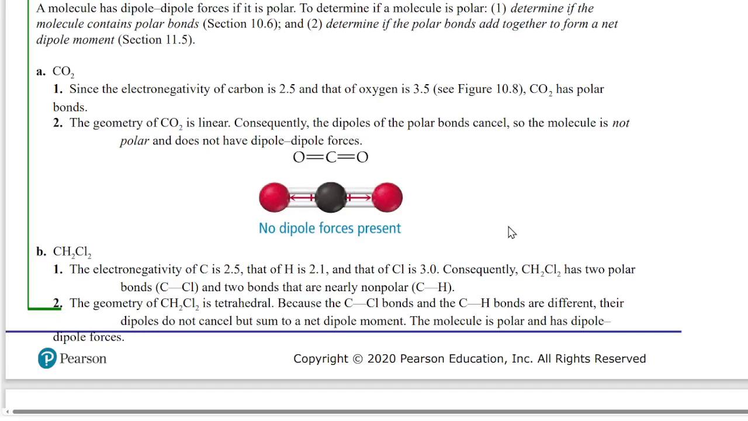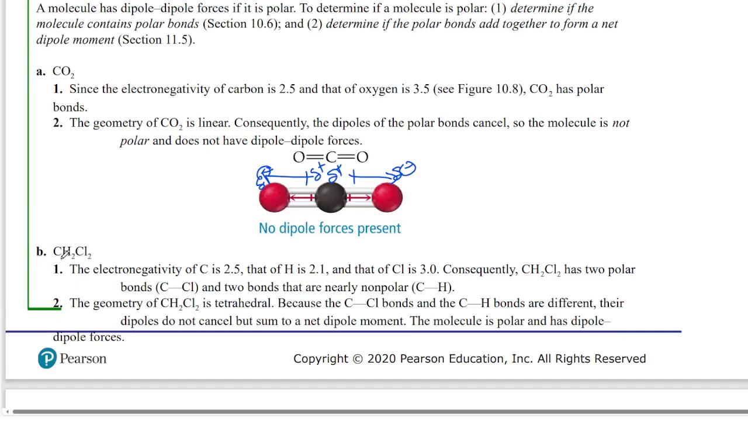But since each of these carbon-oxygen bonds are canceling each other out, in other words, the oxygen is pulling electron density away from the carbon in equal and opposite directions. So even though we may have a partial positive on the carbon and partial negative on the oxygen, since those forces are pulling in equal and opposite directions, the molecule overall is not polar, and therefore the molecule doesn't have a permanent dipole.